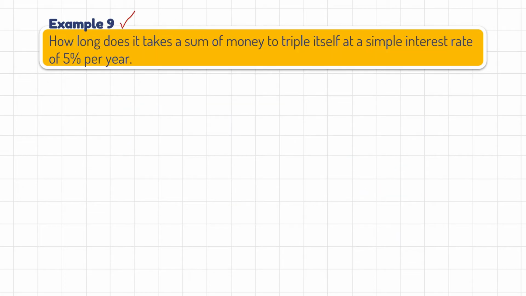Example 9. How long does it take a sum of money to triple itself at a simple interest rate of 5% per year? So the question asks you to find for how long. That means the keyword here is T.